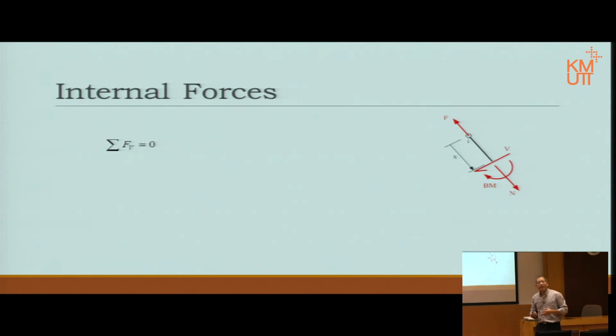Therefore, the summation of any forces must be 0, in any line. But in this case, on that line, there is only one force, which is the shear itself, V, because F and N are at 90 degrees to the shear. Therefore, we can deduce that shear must be 0.